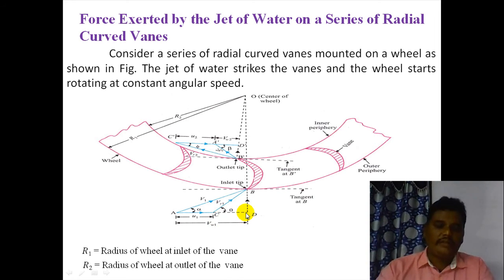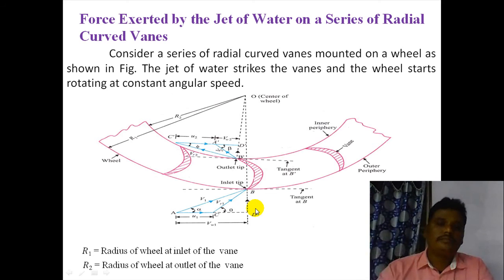Now the absolute velocity is resolved into two components. The component along the tangential direction is called the whirl velocity. The perpendicular component is called the flow velocity. The direction of the flow velocity is perpendicular, and this is Vf1.